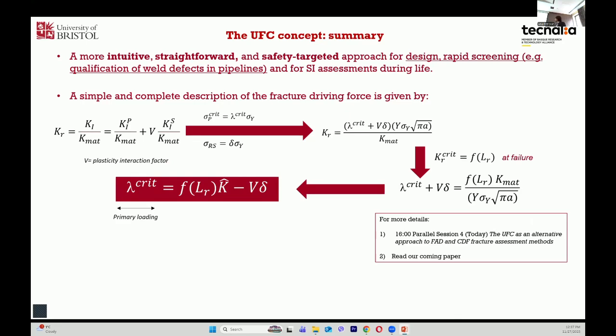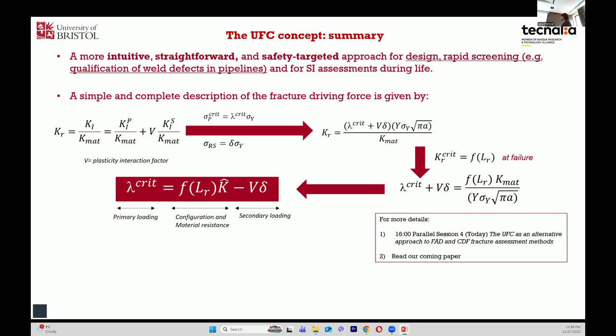So I define this term as K hat. It's a normalized configuration of toughness. This is the primary loading, and this is the residual stress or secondary stresses effect. I say residual stresses actually are secondary stresses. It could be thermal stresses as well.